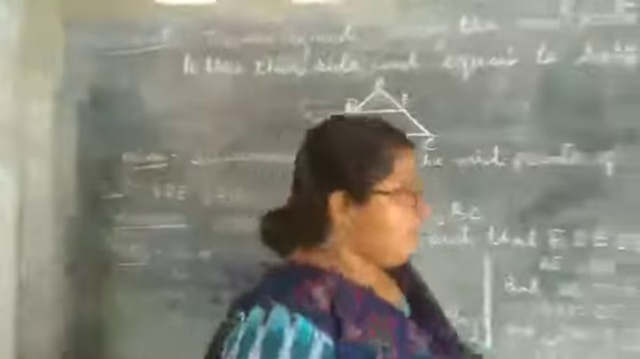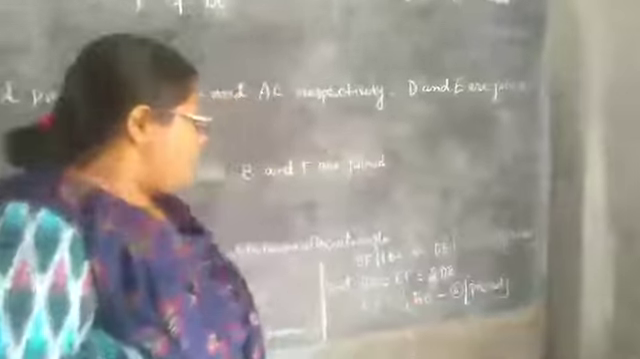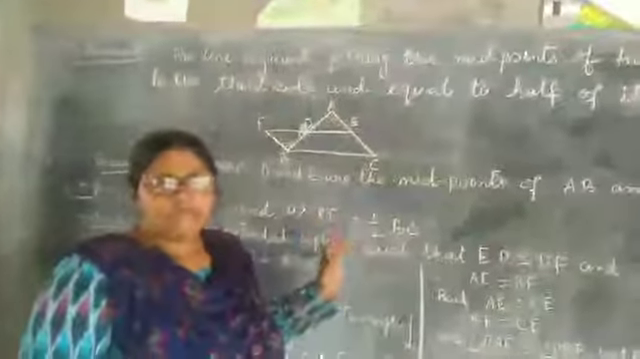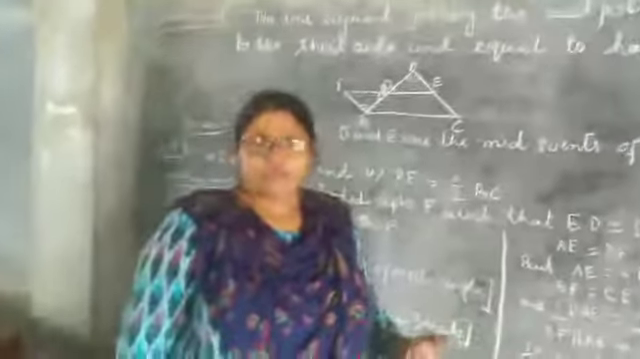So our first part was DE parallel to BC. We have proved here DE parallel to BC, and our second part is DE is equal to half of BC, and here we have proved the second part. So both parts we have proved. Now you go through the theorem. If you have any doubts or queries, you ask me.